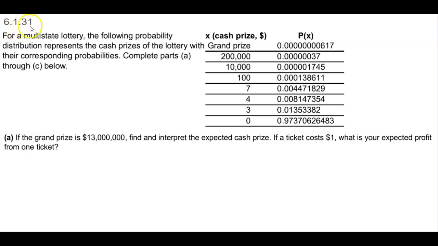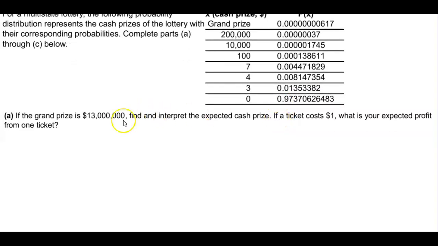Section 6.1.31. For a multi-state lottery, the following probability distribution represents the cash prizes for the lottery with their corresponding probabilities. We're going to complete parts A through C below. Here X represents the cash prizes in money. The grand prize has a probability of 0.000000617, and then there's the probability for $200,000. For a $10,000 prize, that's the probability. For $100, there's a probability. For $7, $4, $3, and then $0.